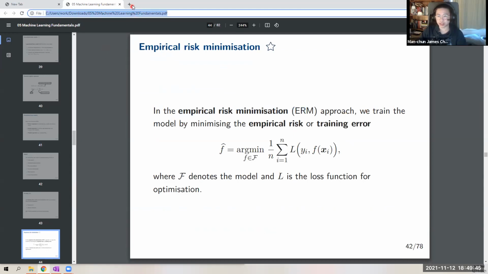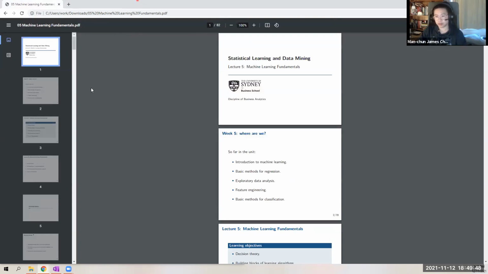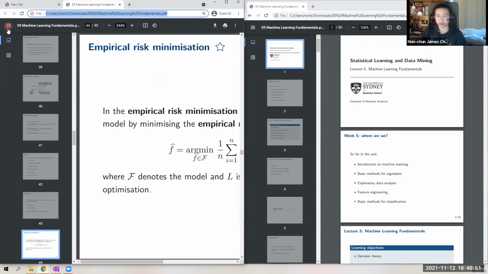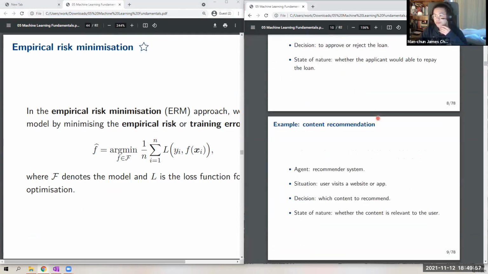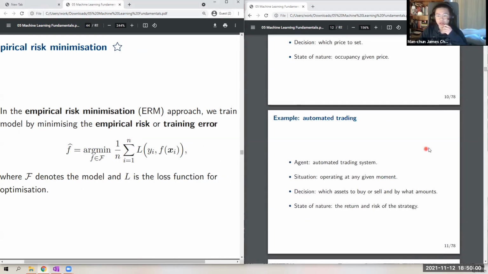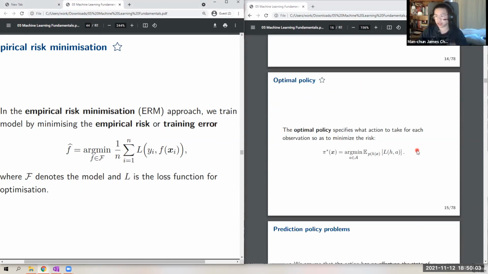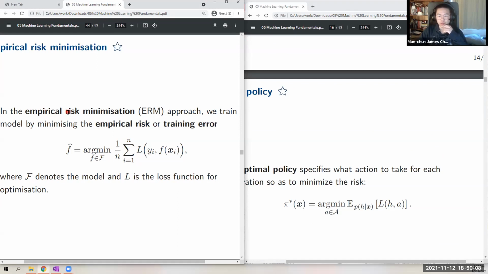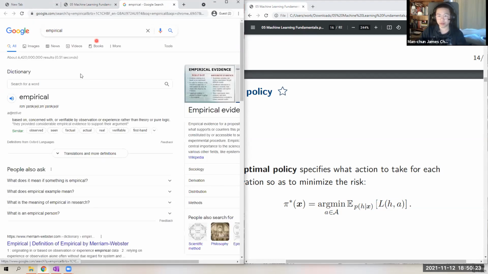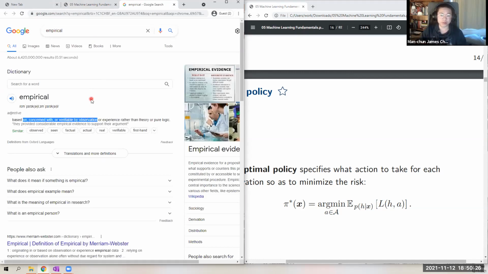So empirical risk minimization. There was a question that I saw, not in this course, but I think in an interview question somewhere. They say, why is it called empirical risk minimization? It's called empirical risk minimization because what you're fundamentally minimizing is the risk, the expected loss. It's called empirical because it's based on the observations that you have.